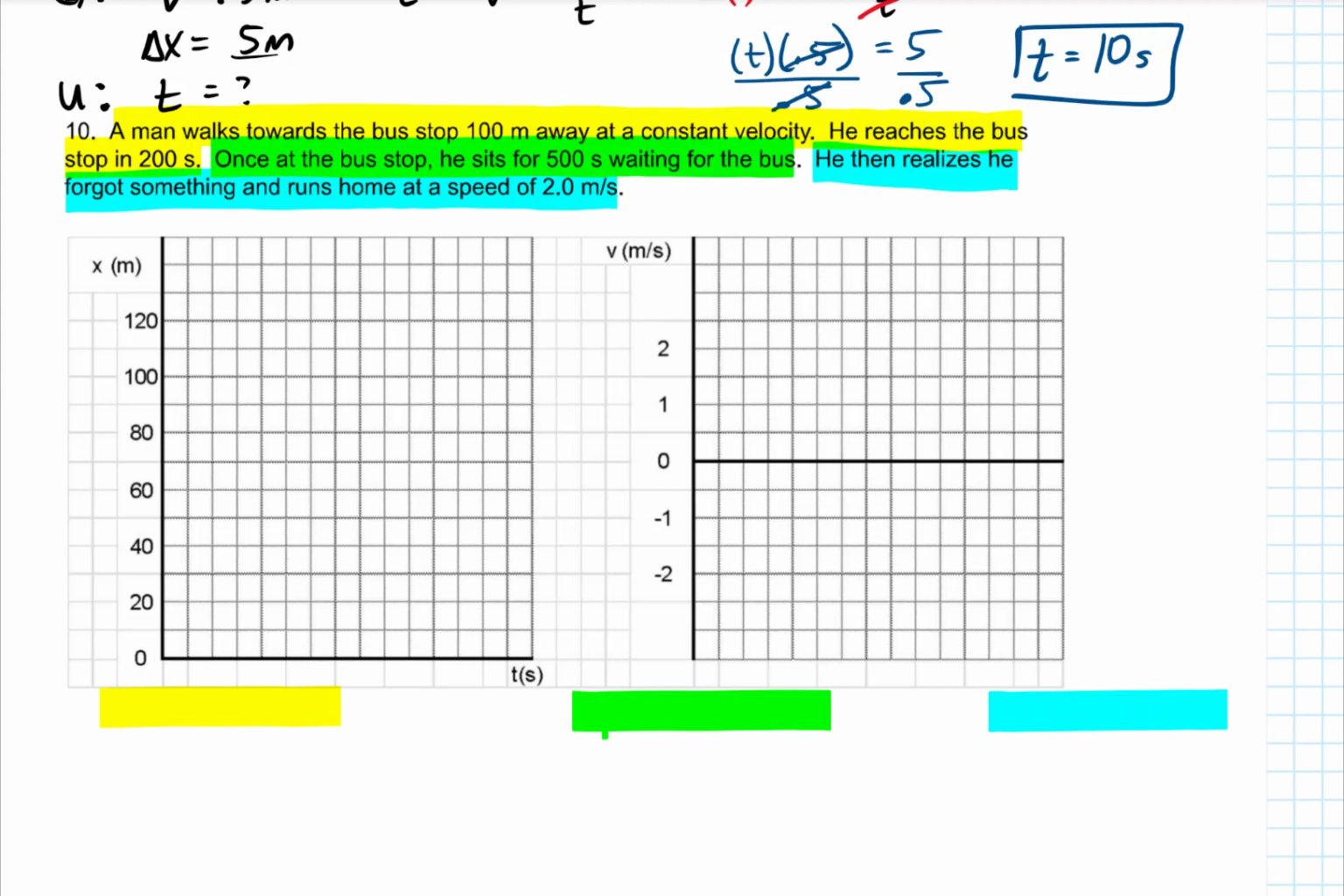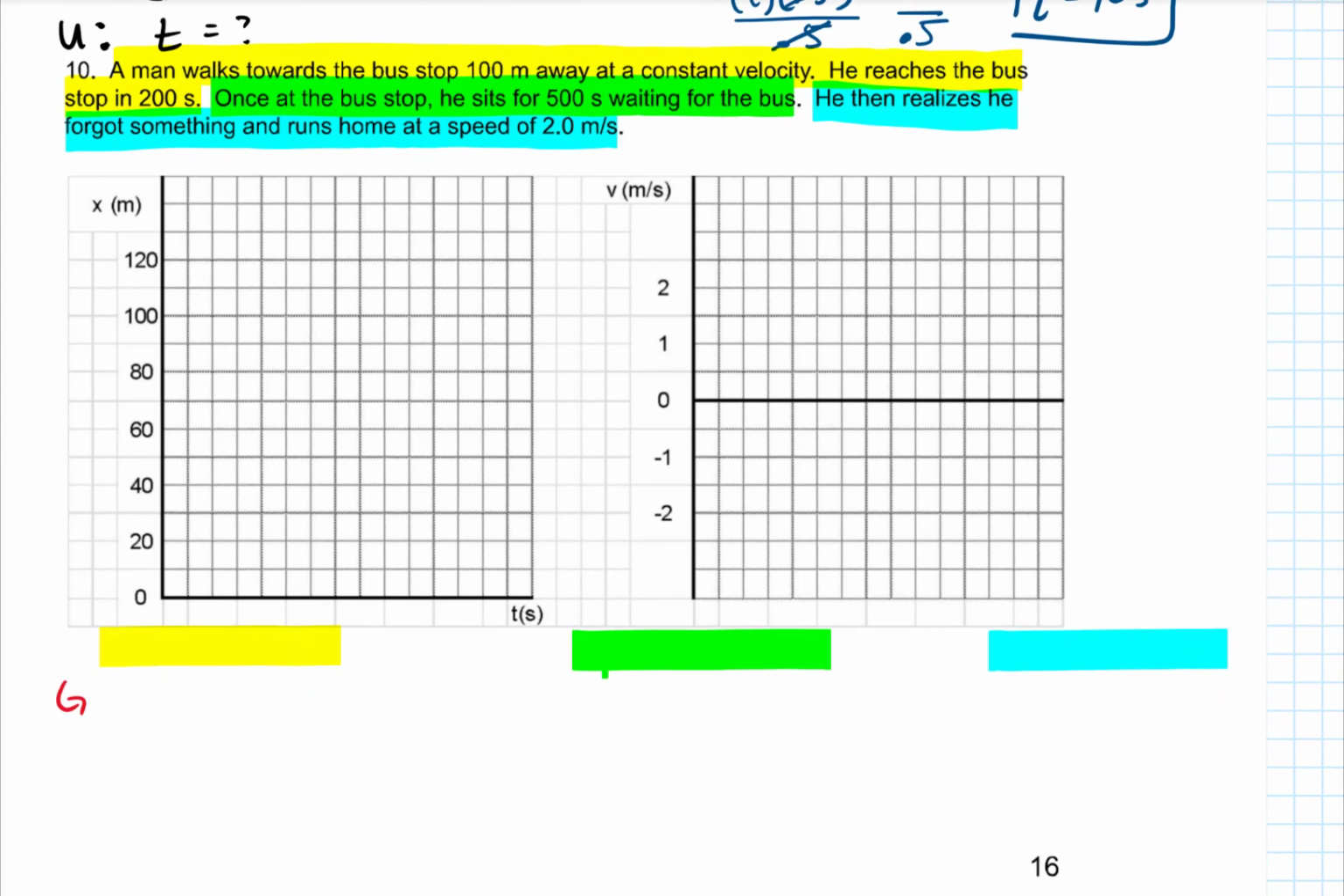So for my first bit of motion, the man walks towards the bus stop 100 meters away. So I know that the man's displacement in this chunk of motion is 100 meters. And I know that it takes him 200 seconds to reach the bus stop. What I don't know for this is the velocity. That's my unknown.